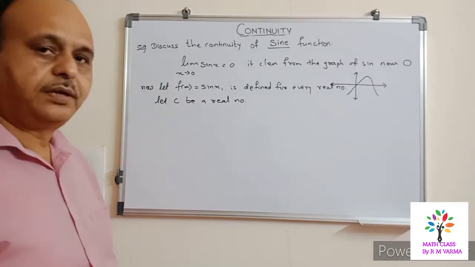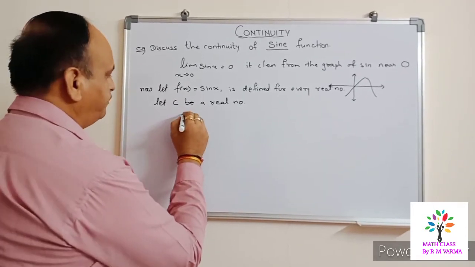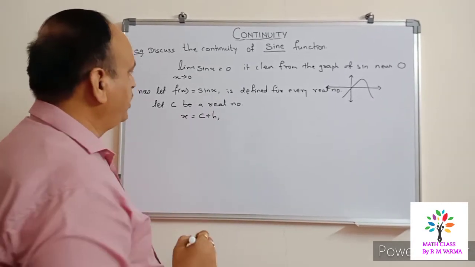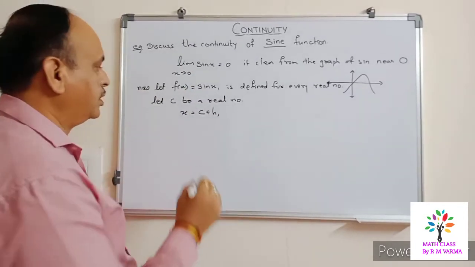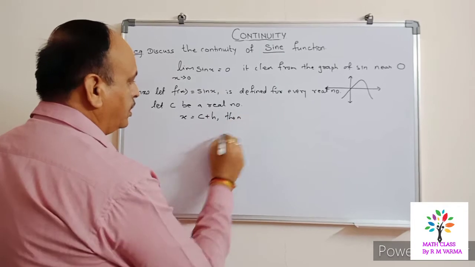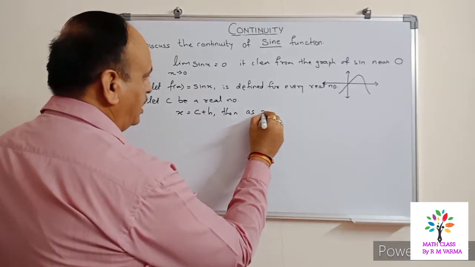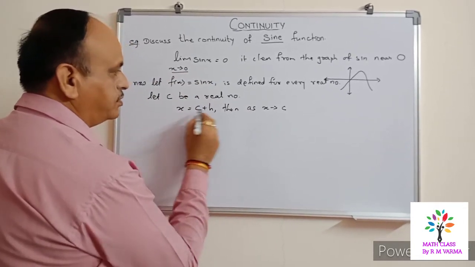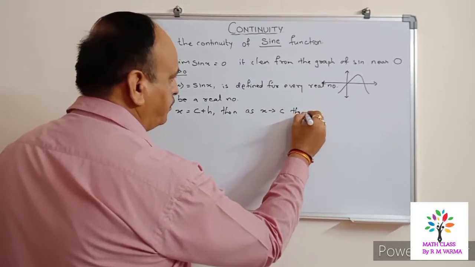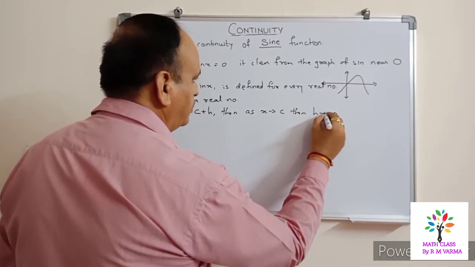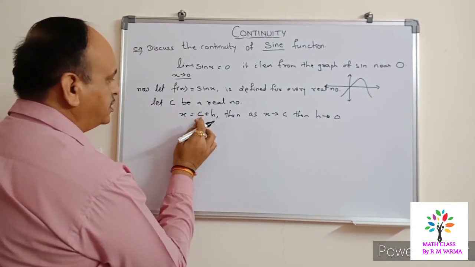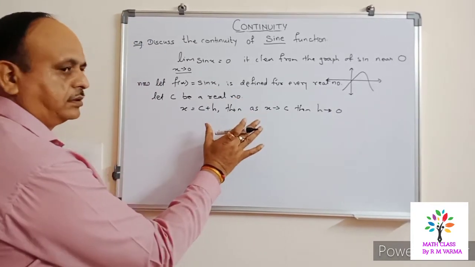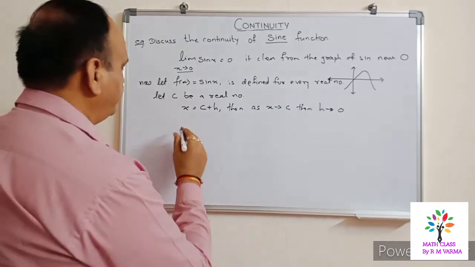After taking like this, let c be a real number. We put x equals c plus h. Now, if we require to change the limit here, x tends to c, we can change it so that x tends to 0 like this. If I say x tends to c, then h tends to 0. When I put x as c here, c minus c becomes 0. So h tends to 0.